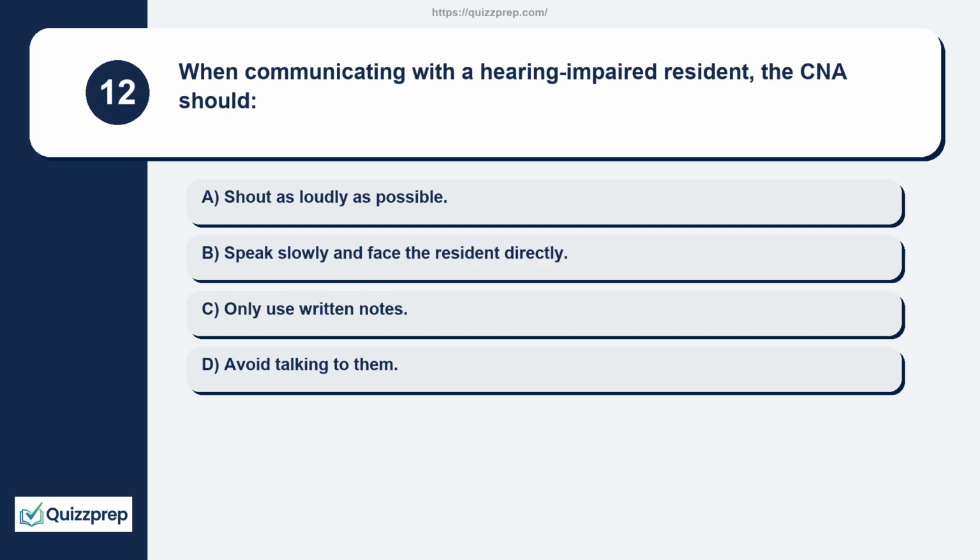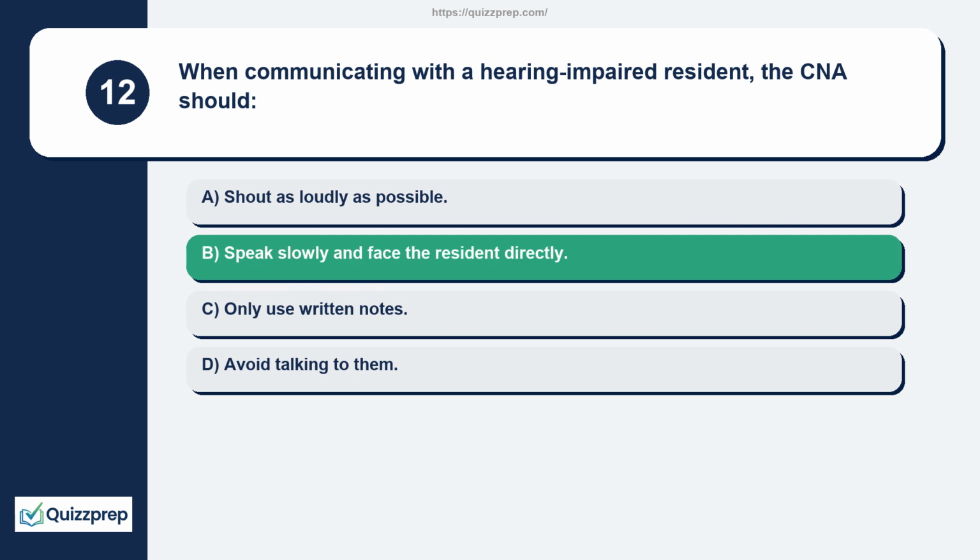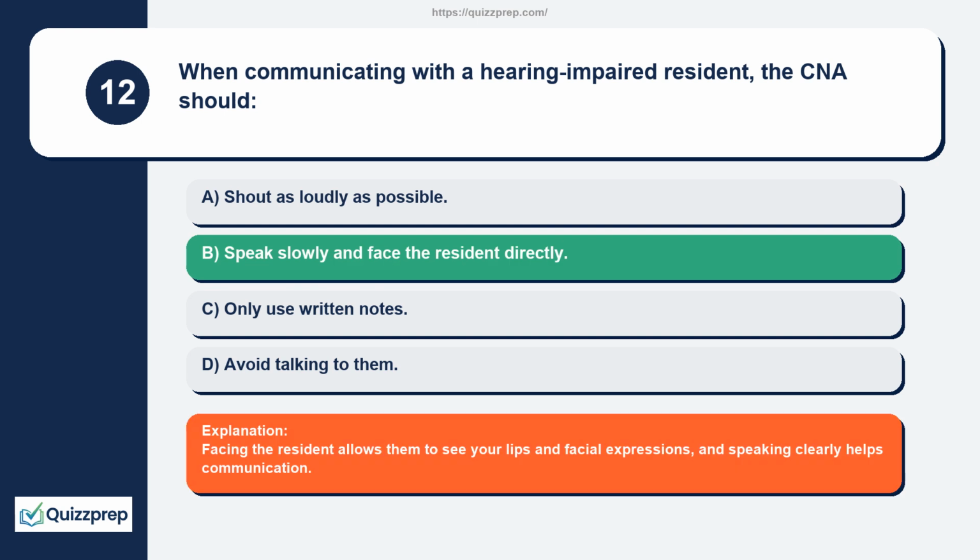Question 12. When communicating with a hearing-impaired resident, the CNA should shout as loudly as possible, speak slowly and face the resident directly. Only use written notes. Avoid talking to them. Facing the resident allows them to see your lips and facial expressions, and speaking clearly helps communication.